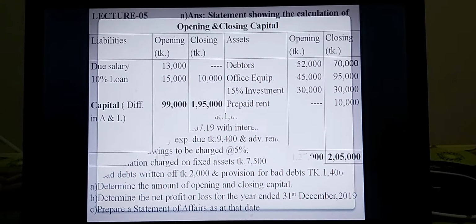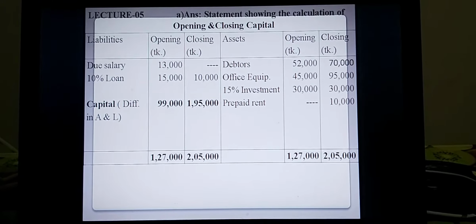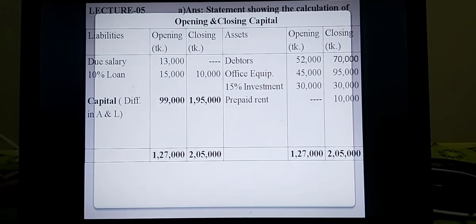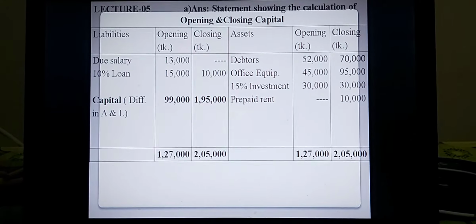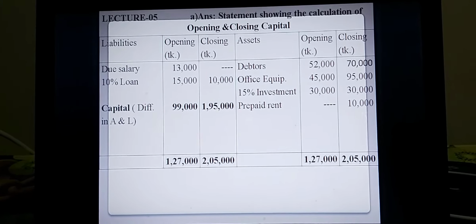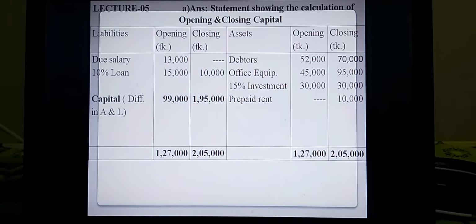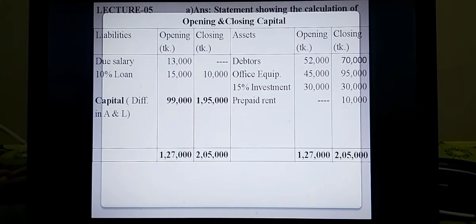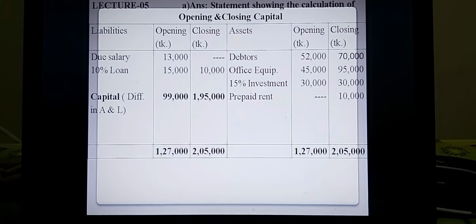Now you can see in requirement A, the statement showing the calculation of opening and closing capital. On the right side you have to write all assets, opening and closing. On the left side you have to show all liabilities, opening and closing. In this question, opening debtors amount taka 52,000 and closing debtors amount taka 70,000.